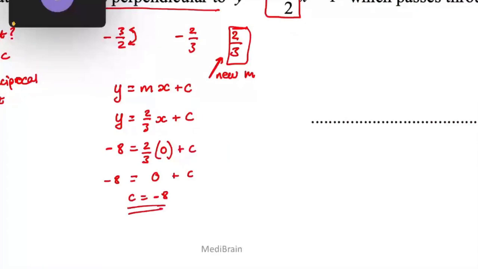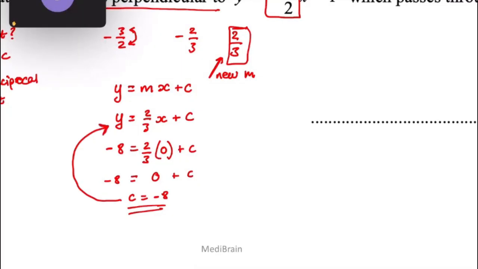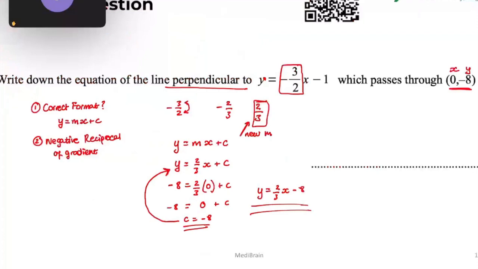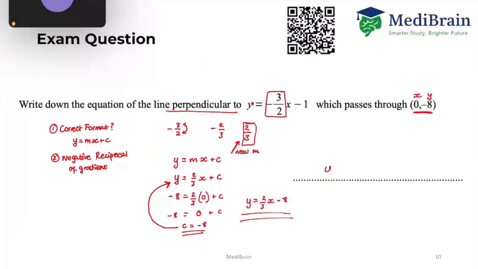So we know what c is. We can now go back and substitute it into the original equation over there. So we can get y equals 2/3 x minus 8. That's what your answer would be in that case.